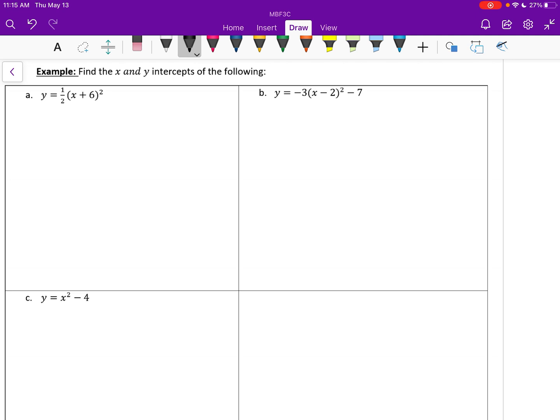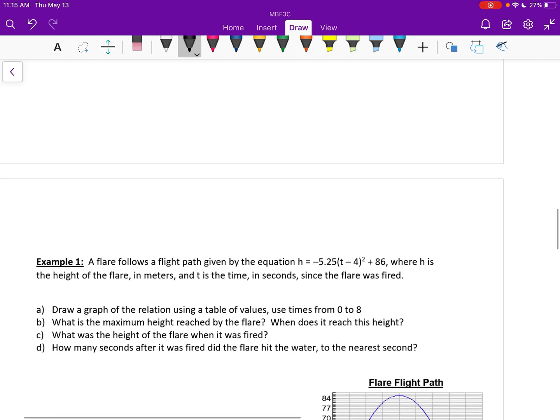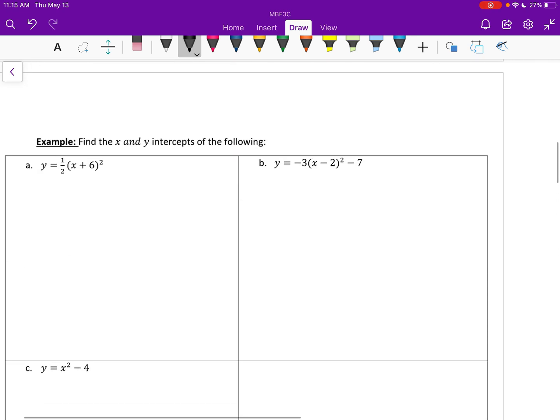If you would like, you can try these on your own and see if you can figure out which one has which. So pause the video here and try it out. But there's definitely going to be opportunity to practice when we move on to our word problems, okay? So let's do the first one together. We're going to do y is equal to half x plus 6 squared, right?